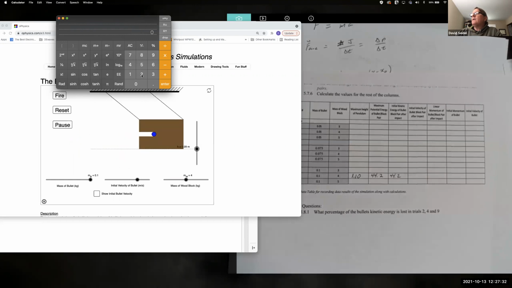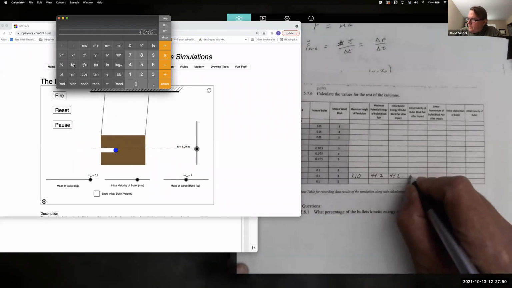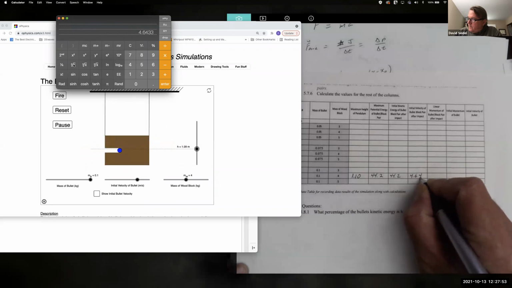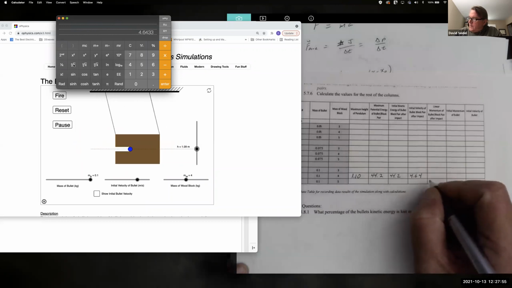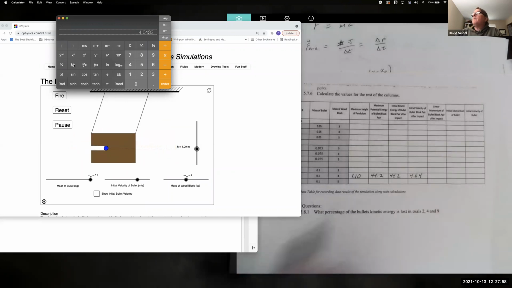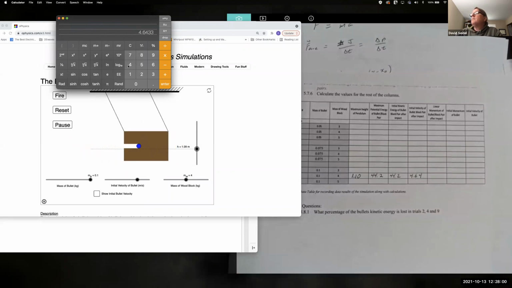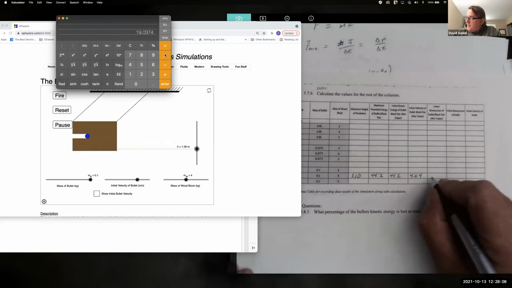So I have 2 times 9.8 times 1.1, and the square root is 4.64. So that's my initial velocity. My momentum, 4.1 times that, is 19.0.